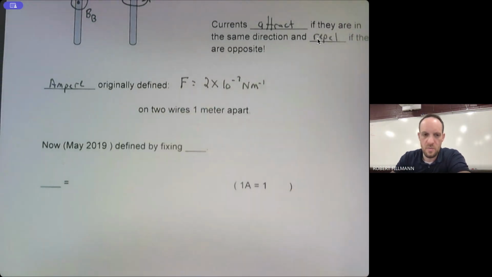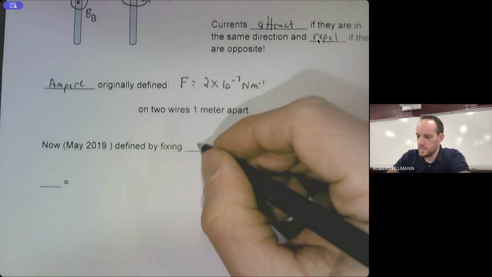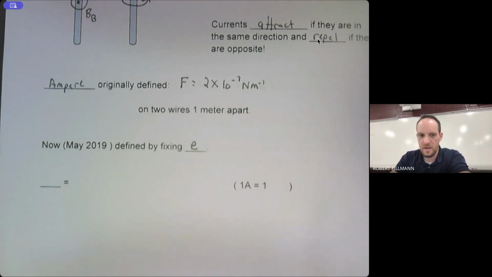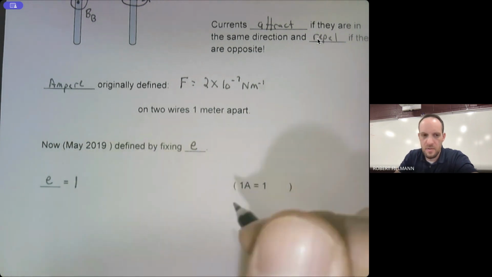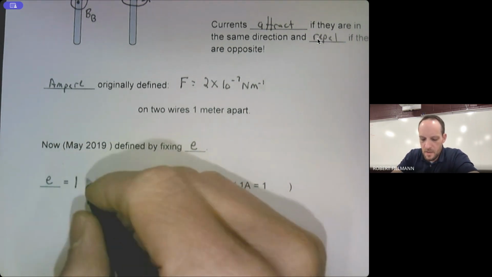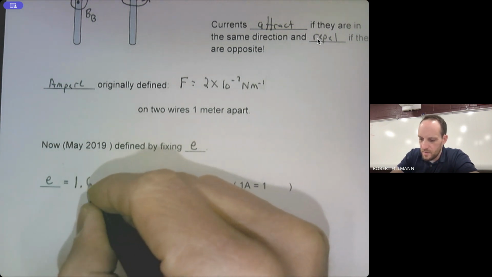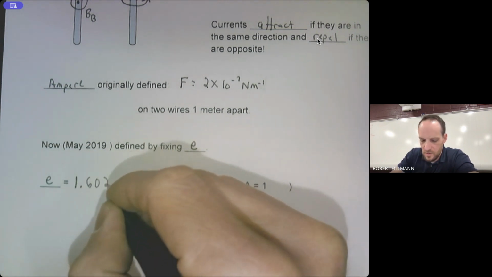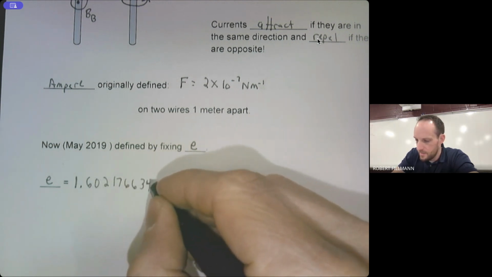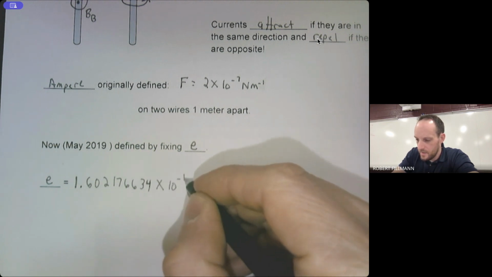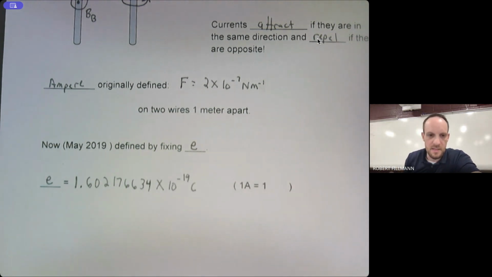And so as recently as 2019, instead of defining the ampere and then using that to define charge, it was decided by the powers that be that they were going to fix the value of the elementary charge. And so the elementary charge e is given an exact value, and then the ampere is defined in terms of that. So the elementary charge, the charge of an electron or a proton, is 1.602176634 exactly times 10 to the negative 19th coulombs. It's not a rounded number, it's the exact number.